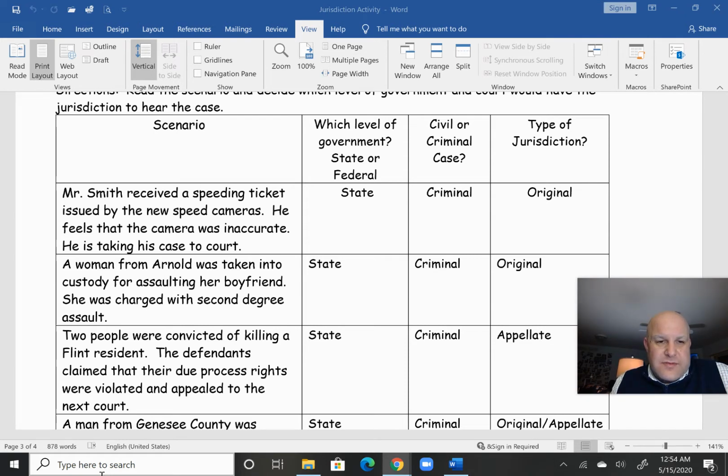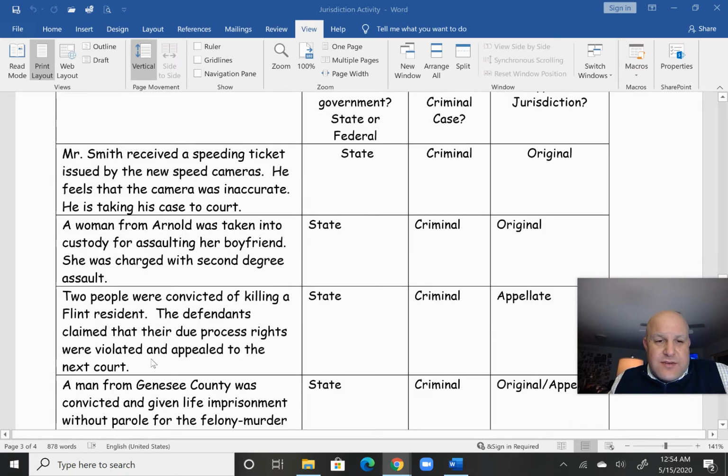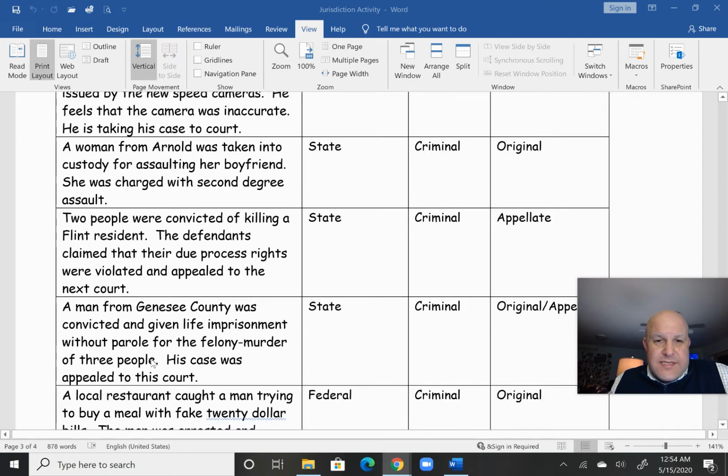A woman from Arnold is taken into custody for assaulting her boyfriend, charged with second degree assault. Again, this is a fairly straightforward one. Original jurisdiction, court of first resort, criminal, state crime. It didn't happen interstate. Two people were convicted of killing a Flint resident. The defendants claimed that their due process rights were violated and appealed to the next court. It's a state case, a murder in Flint, criminal of course, and appellate because it's the second level, appealing.